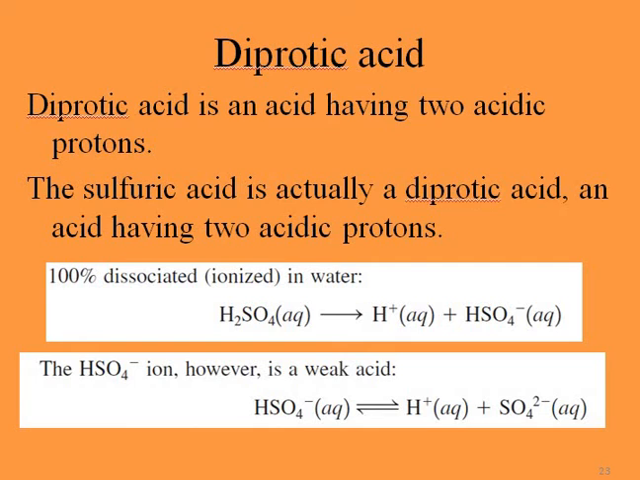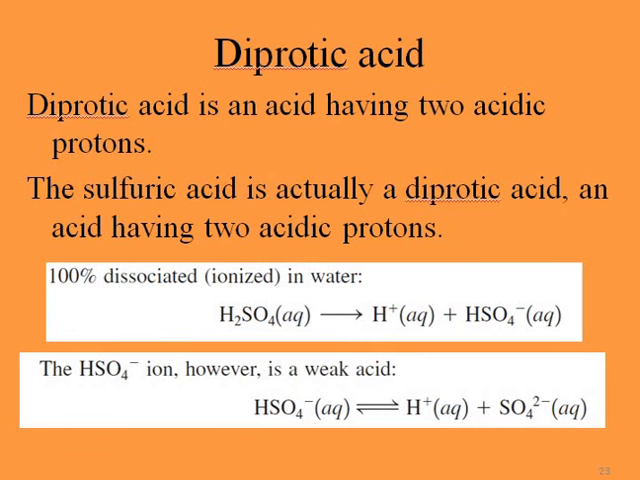Welcome to my channel. In this video I want to talk about diprotic acids. In previous videos I talked about acids and bases, and I defined strong acids, weak acids, and the acid dissociation constant. Now I talk about diprotic acids. Diprotic acids are acids that have two protons. A diprotic acid is an acid having two acidic protons, so they have two protons that they can lose.